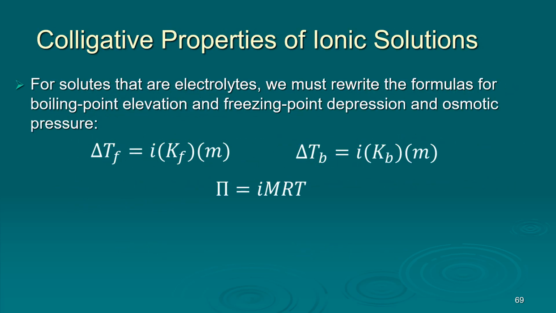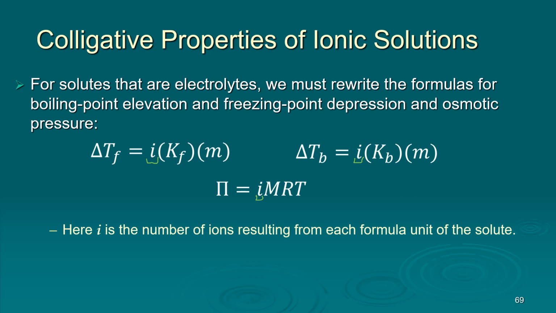So we're going to alter our colligative property formulas to take this into account. Actually, I should have done this at the beginning, but they like to add it at the end. We have delta Tf equals Kf times m times little i. Delta Tb equals Kb times m times little i. Pi equals MRT times little i. And what is little i? Little i is how many particles that compound breaks into when it dissolves. So i is just the number of ions resulting from each formula unit.